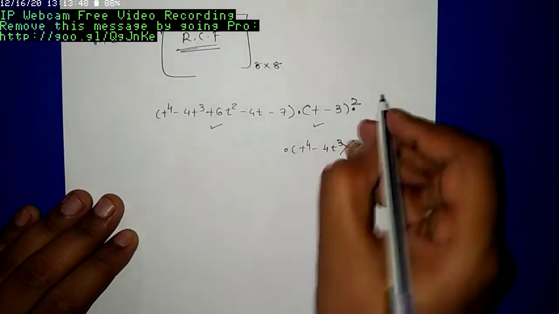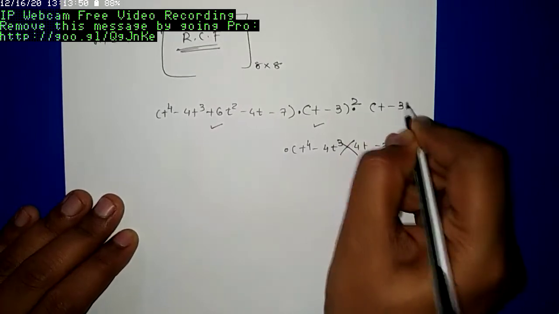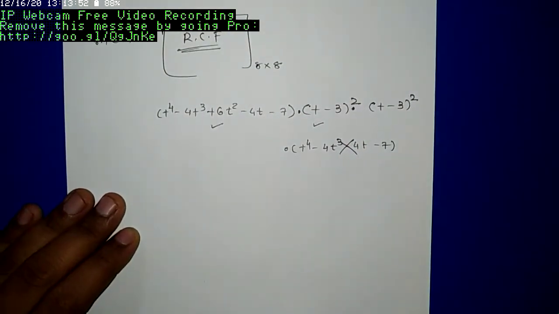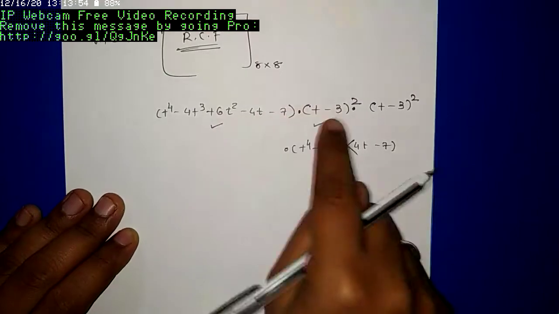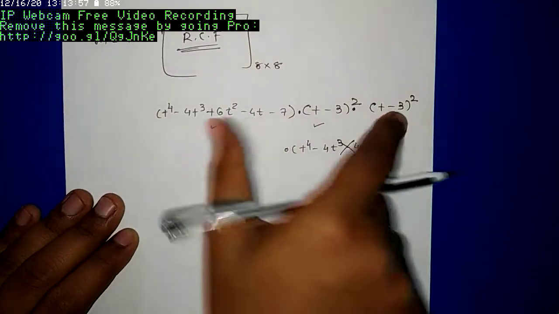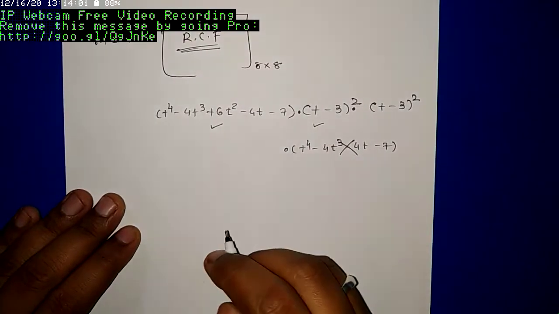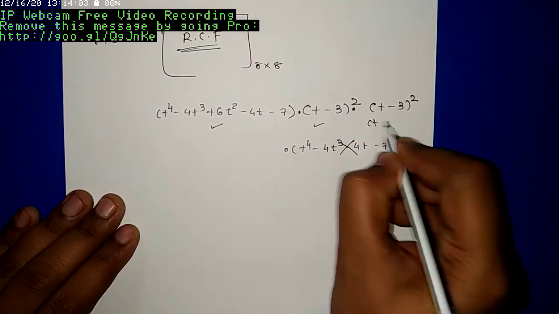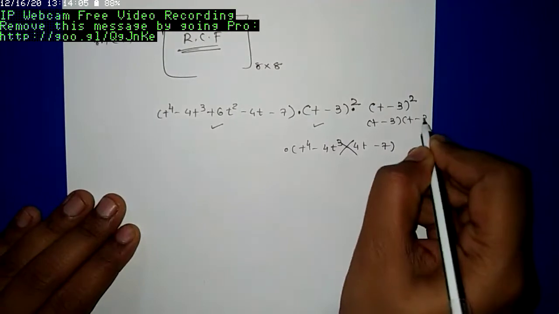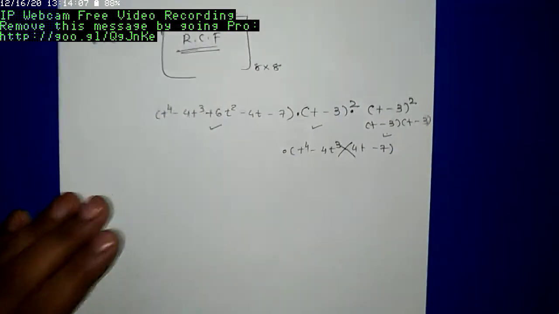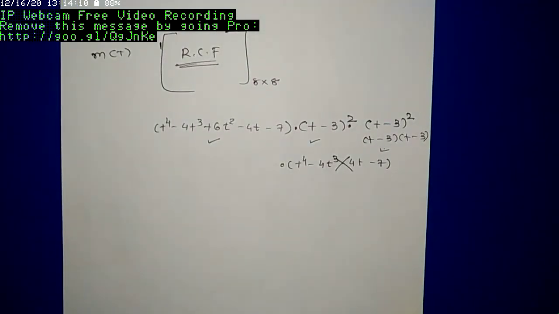So can we write like this? Yes, this is possible, because this and this combined give an 8 cross 8 entry. Okay, some other student says this is also possible: t minus 3, t minus 3. Okay, so this is also possible. Is there any other possibility? Check in your homework.